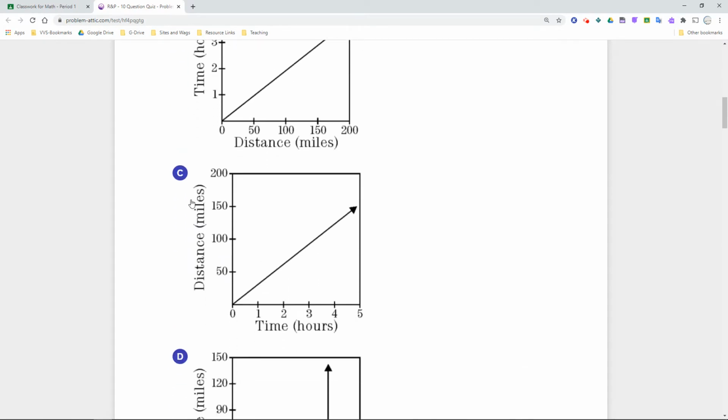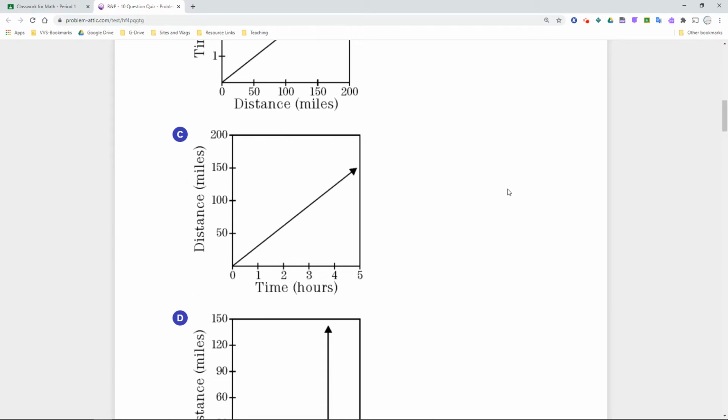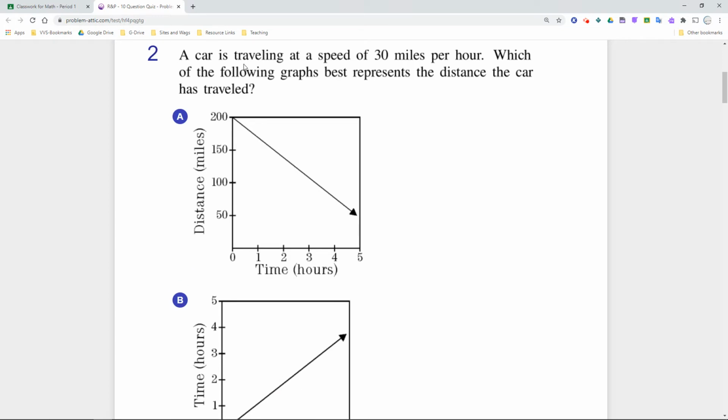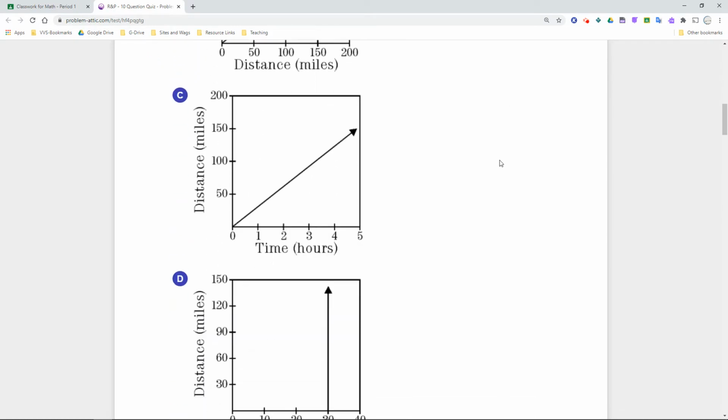Choice C, distance up the side, time along the bottom, 0, 50, 100, 150, 200, and 0, 1, 2, 3, 4, 5 hours. That line going up. And choice D, distance up the side, 30, 60, 90, 120, 150, and speed along the bottom, 0, 10, 20, 30, 40 miles per hour. And that line is going straight vertical. Remember, we're looking for a car traveling at a speed of 30 miles per hour. Which of the following graphs best represents the distance the car has traveled?